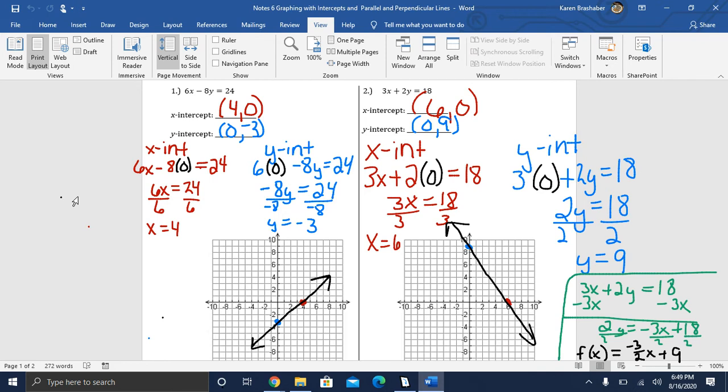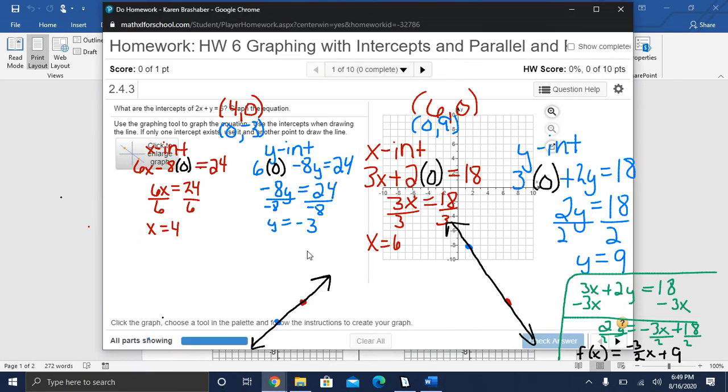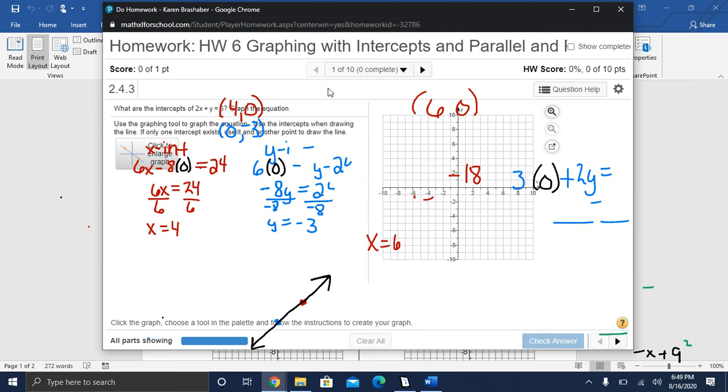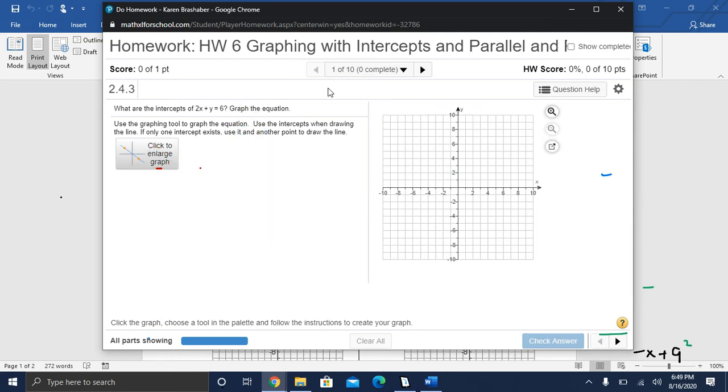I also want to show you on Math Excel how you would graph using these intercepts. So I'll have to erase my writing so that you can see the problem that I have up here on the screen. Let me get my writing erased. And the problem that is on the screen for me is 2x plus y equals 6. So I've done some work, and I know that my x-intercept is 3, 0. So I'm ready to graph this.